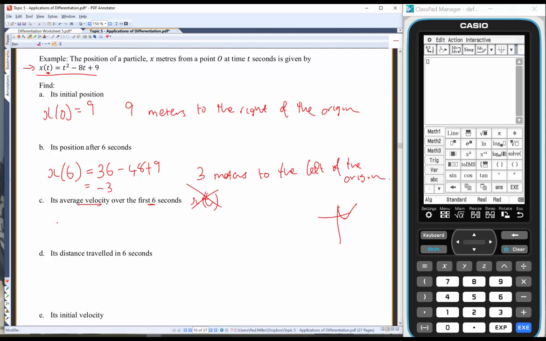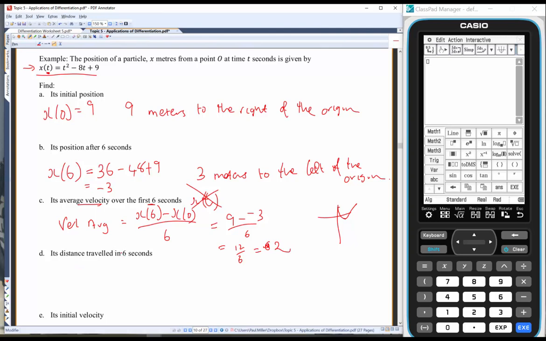All we're going to do is say velocity average is equal to x of 6 take away x of 0 over 6 take 0, which is 6. Now we've worked out both of these already. So this is going to be 9 take negative 3 all over 6, which is 12 over 6, which is not 6, it's 2.